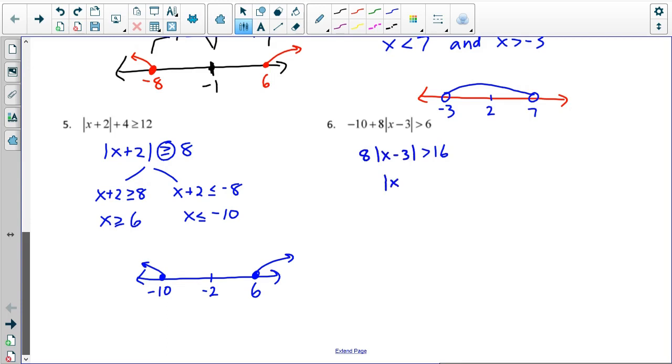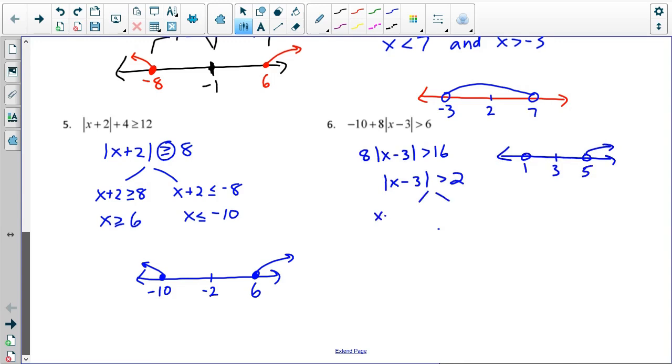Number 6, I'm going to add 10 to both sides, divide by 8, so I have the absolute value of x minus 3 is greater than 2. So geometrically, my center is at 3. My distance is going to be greater than, so I have open circles. So I should have 5 and 1 as my answers.